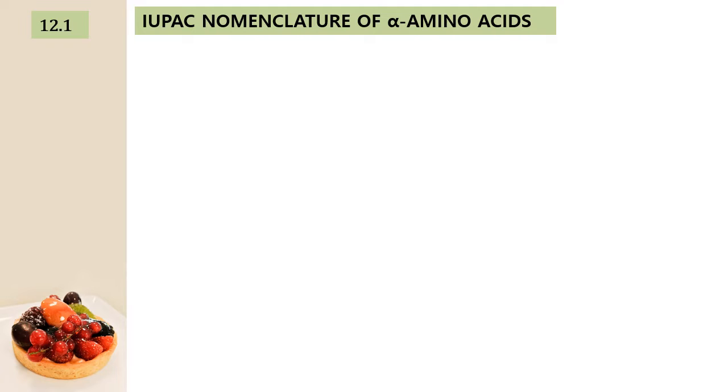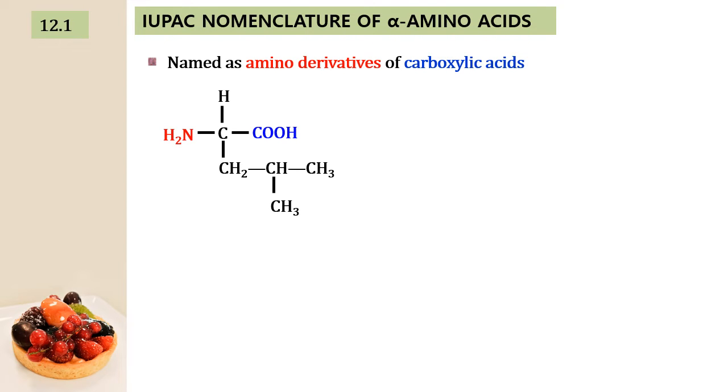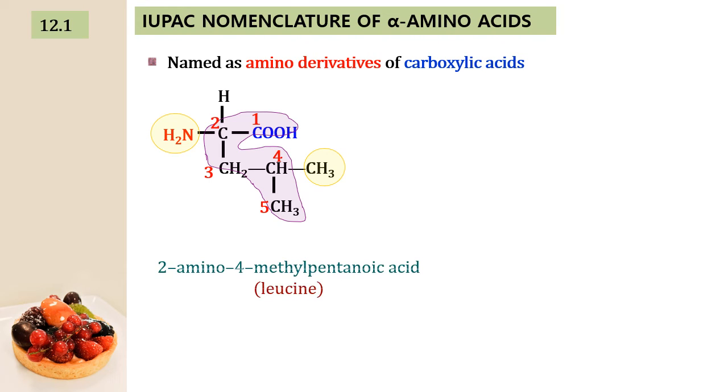IUPAC nomenclature of alpha amino acids. They are named as amino derivatives of carboxylic acid. Look at the example given. We have to find the longest continuous chain that consists of the carboxyl and amino groups, and follow the numbering priority from the carboxyl group as carbon number 1. After that, name it alphabetically. So the name of this amino acid is 2-amino-4-methylpentanoic acid.